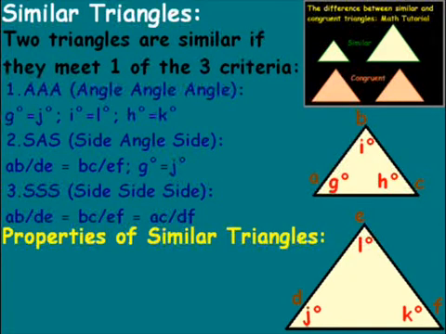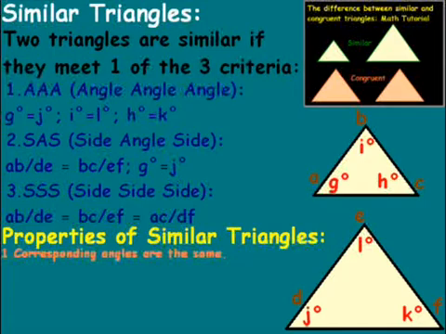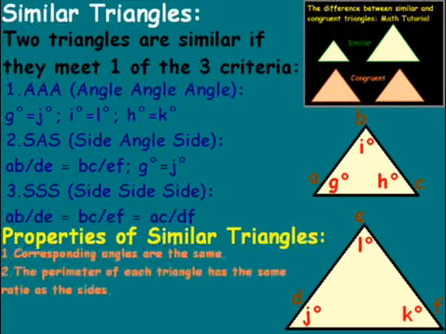Now similar triangles have three different properties. The first property is the corresponding angles are the same, as we've covered earlier. The second property is that the perimeter of each triangle has the same ratio as the sides. So the perimeter around ABC is going to be the same ratio as the perimeter around DEF compared to, let's say, side AB versus side DE. So if you knew side AB and side DE, and you knew the perimeter of both triangles, and they were both the same ratio, that would constitute a similar triangle.